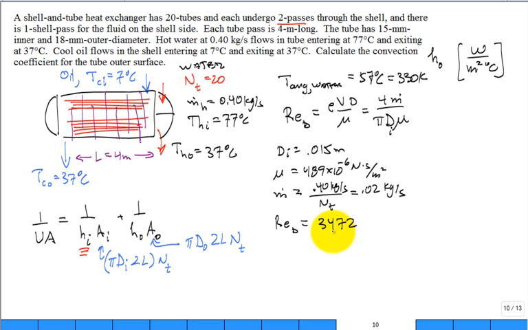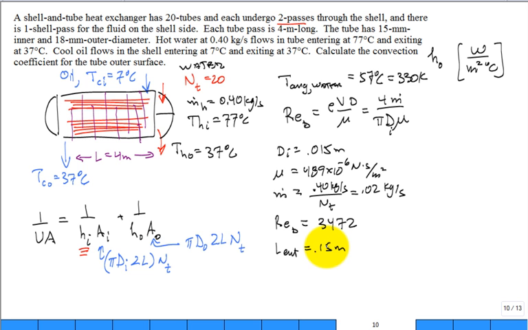How long? It's turbulent flow. 10 Ds, 10 diameters. So the length for entrance is around 10 diameters. A diameter is 0.015, so it's a 0.15 meter length to be fully developed. It's 4 meters long. I'm going to neglect the entrance length. It's fully developed the whole length.